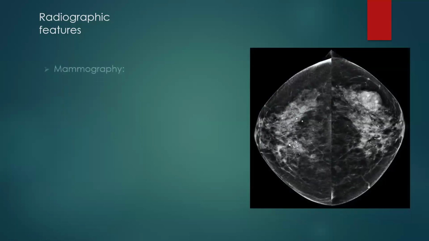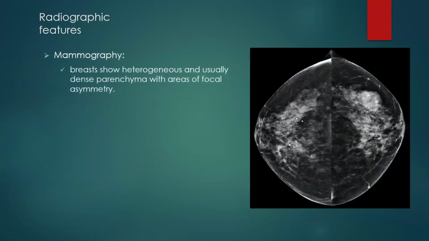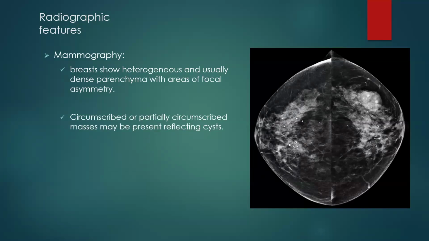The radiographic features. In mammography, the breasts show heterogeneous and usually dense parenchyma with areas of focal asymmetry. Circumscribed or partially circumscribed masses may be present, reflecting cysts or cystic changes. There are teacup low-density round calcifications in multiple lobes present as well.